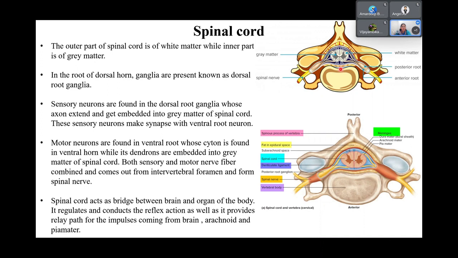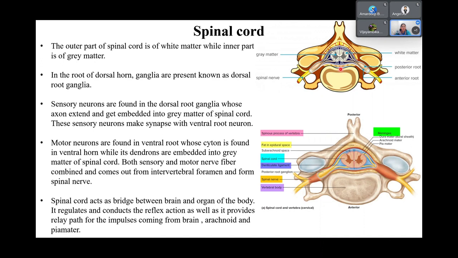Cyton means the cell body. So their cell body is found in the ventral horn, and the dendrons get embedded. So you see the structure is this. You have a ganglion here, and you have a ganglion here. Both of these give out dendrons, and they get connected over here in this structure. So the roots give out these nerves, and they connect into the main part. Both the sensory and motor nerve fibers combine, so when they come out as a spinal nerve, they consist of both the dorsal root ganglion nerves and the ventral root ganglion nerves.